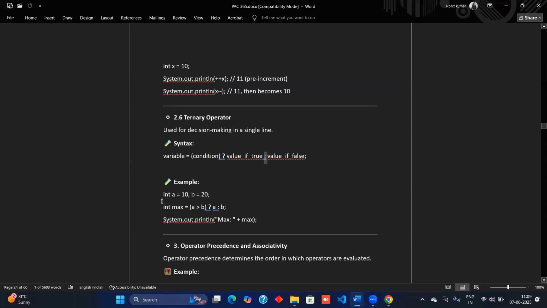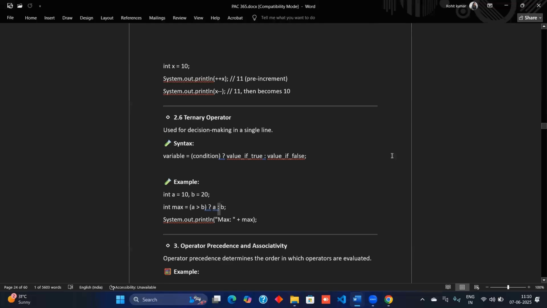Likewise, in the example we can see the condition a greater than b. If a is greater than b, first we go to the if part, and the value of a will be given to max. Else, the value of b will be given to max.